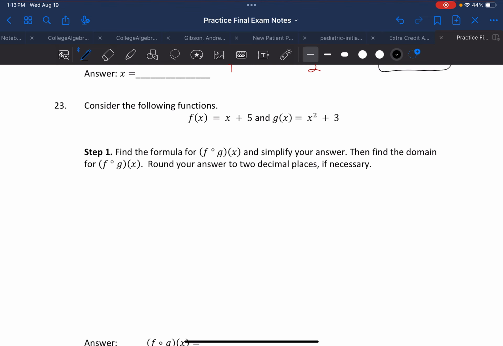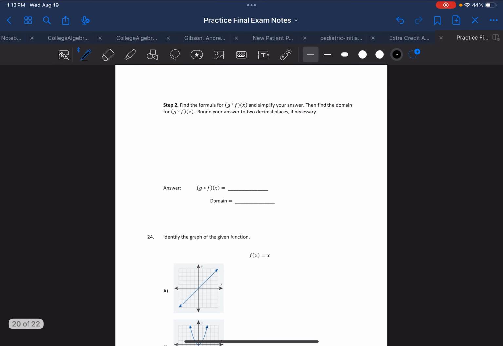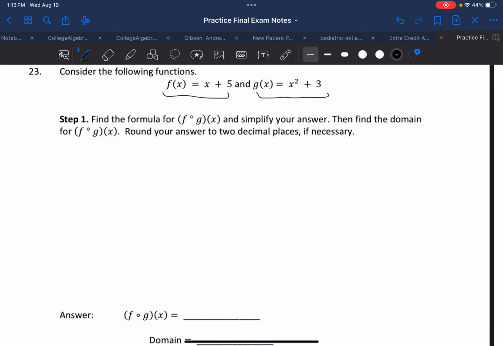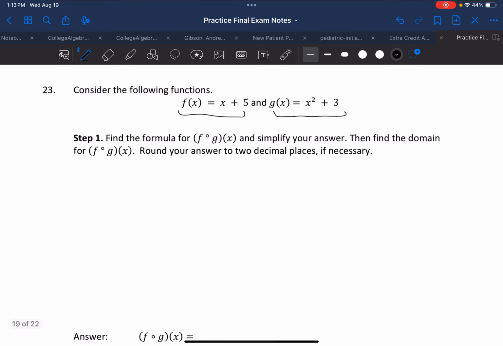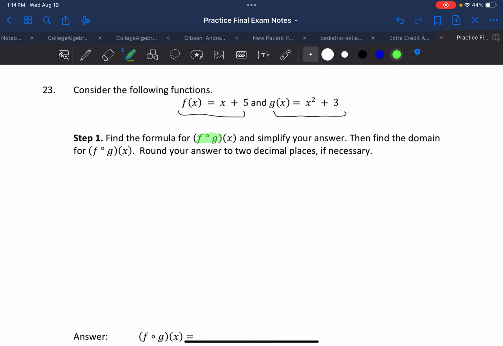Okay, number 23 gives us 2 functions here, f of x and g of x, and they want us to find the formula for f of g of x, and then it's going to want us to find g of f. Okay, so first of all, this notation here, a lot of students mess up and think this means f times g. If it was f times g, they would just write it right next to each other like this. But that's not what that means.